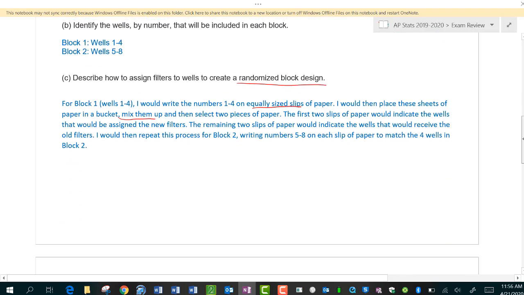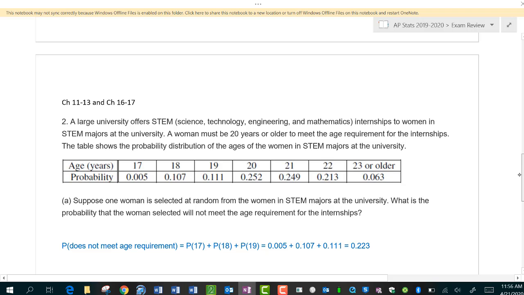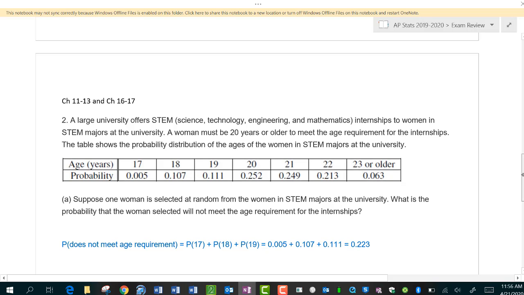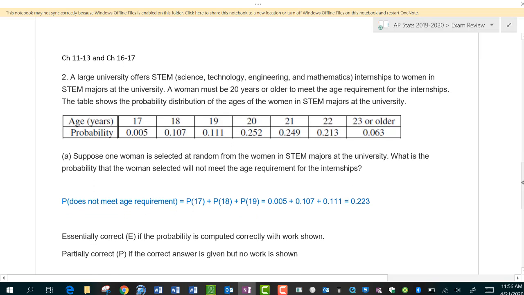Okay, the second question actually involved a lot more probability and then just a little bit of sampling. So here's a probability distribution for the age of women applying for this STEM internship. Part A just says, what is the probability that the woman selected will not meet the age requirement for the internship? So really this is asking what is the probability a woman is selected either age 17, 18, or 19. So if we add those 3 probabilities up, we get 0.223.